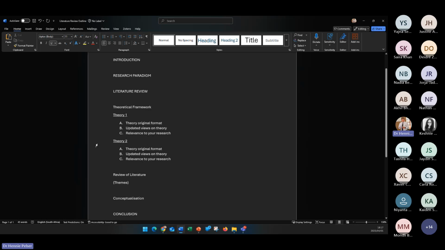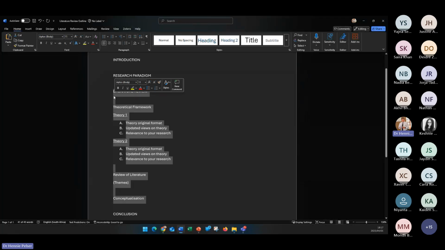Once you've done your theoretical framework and you finish theory 2, please transition to your literature review, to your review of literature. Tell me what a review of literature is, that it is an investigation into existing scholarship to identify potential themes which may emerge from past research. Then give us your themes, and then again, a transition sentence to conceptualization. Tell us what conceptualization is. Give us those definitions. So for me, this is where you start, as I've said, engaging significantly with content.